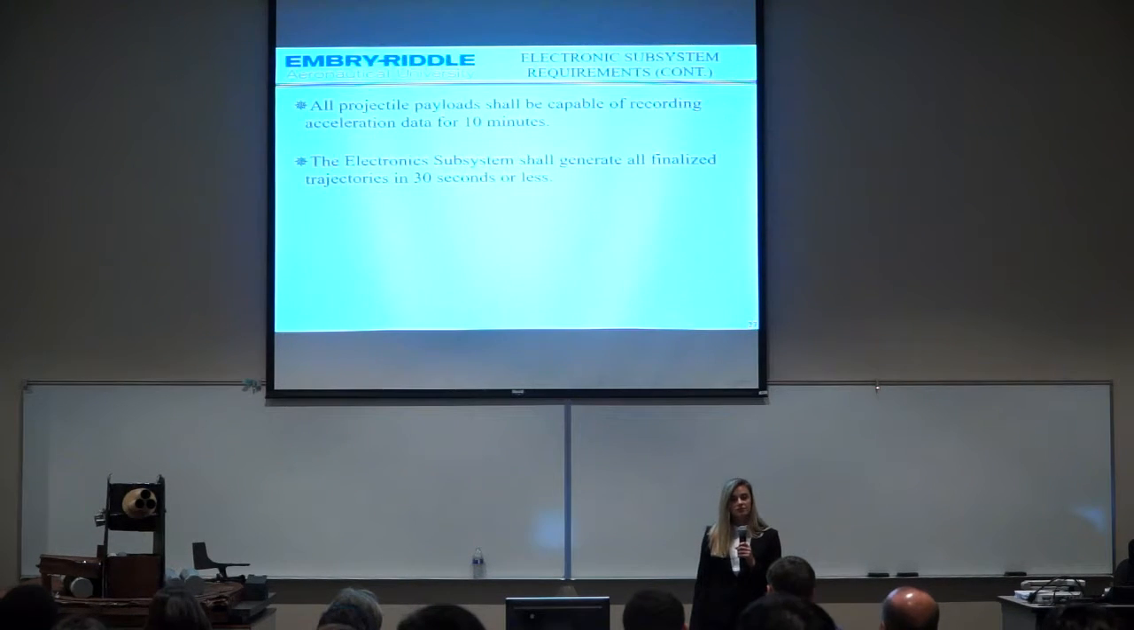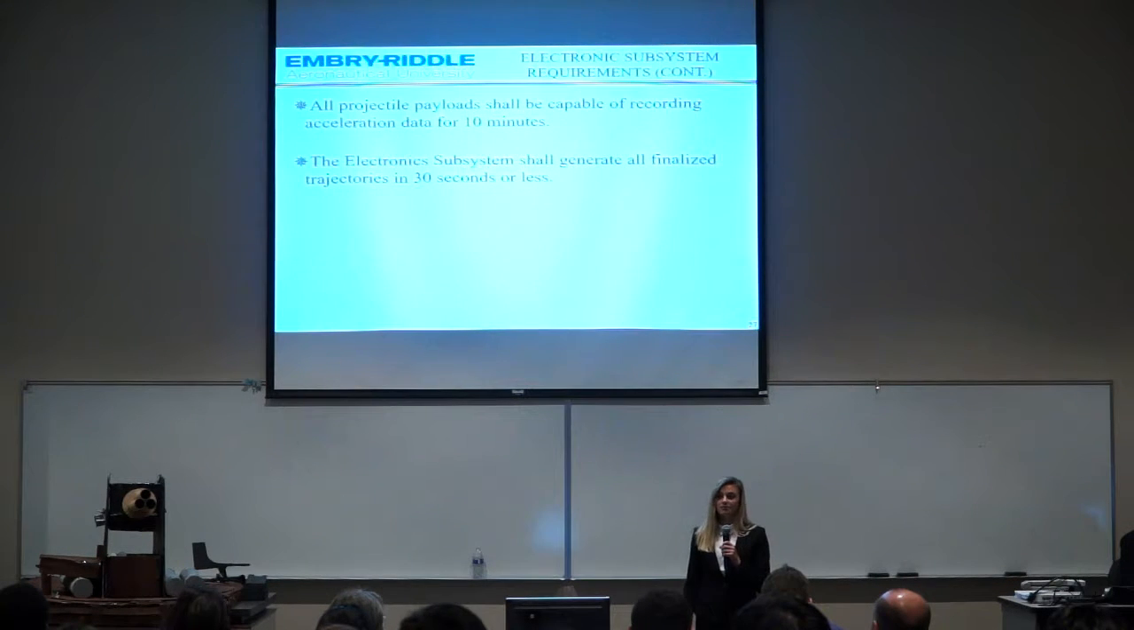All projectile payloads shall be capable of measuring acceleration data for 10 minutes. 10 minutes was chosen because it is enough time to turn on the projectiles, turn on the rest of the system, walk a safe distance away, and have the mission commence. The electronic subsystem shall generate all finalized trajectories within 30 seconds. 30 seconds was chosen because it fits within our 1-minute mission time frame.